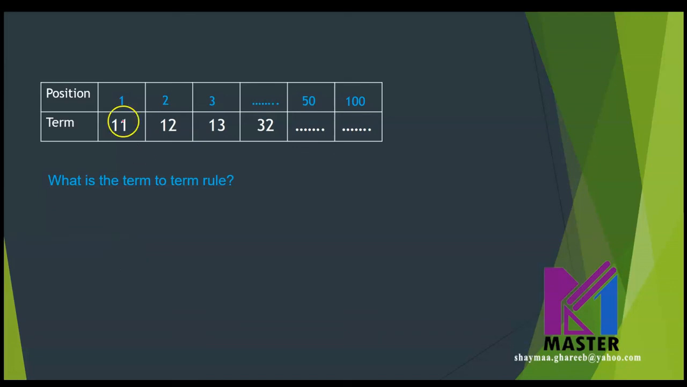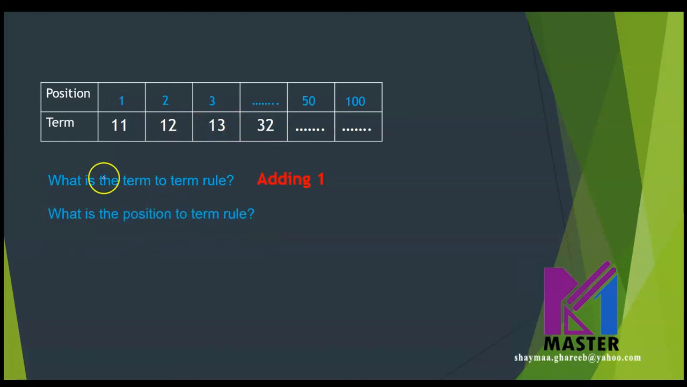Now, look at this table. It has positions and terms for a sequence. The sequence is 11, 12, 13. And then I have a missing position here, and this is the 50th position and then the 100th position. So what is the term-to-term rule? We can tell 11, then 12, then 13. I will not say 32 because I don't know if this 32 is the fourth term or not. Okay, so the term-to-term rule is adding 1. The 11 became 12, and 12 became 13. So it's very clear to me now.